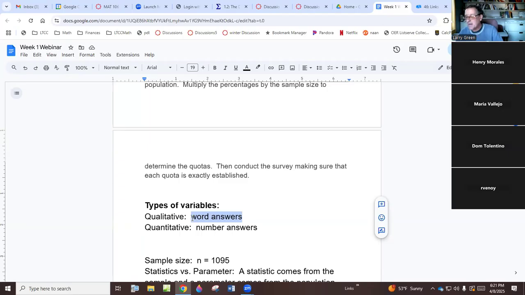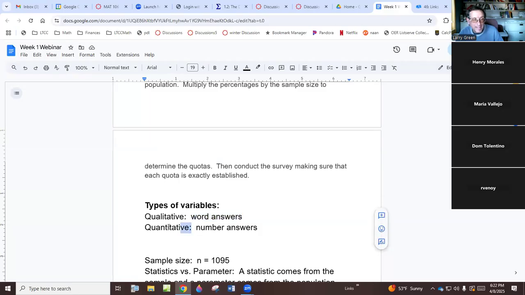That's a word answer. The answer would be yes or no. Another example might be, what is your favorite color? Pop in the chat box what your favorite color is. Okay, you notice none of you wrote down a number because that would be silly. You wrote down colors, words. So that makes it qualitative. Is that clear?